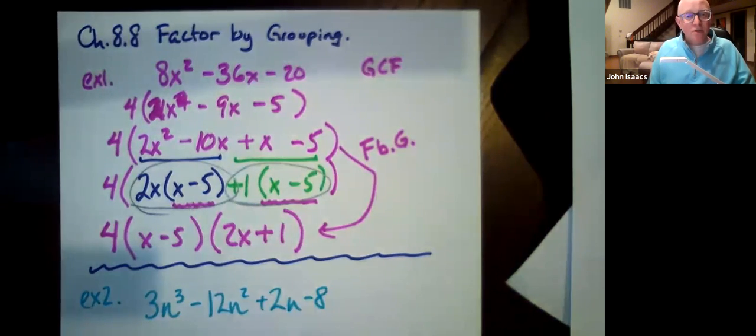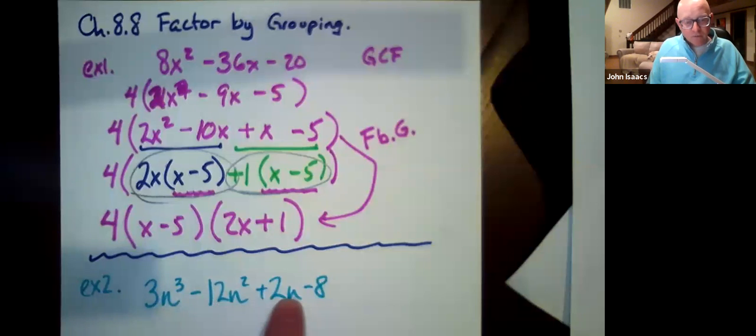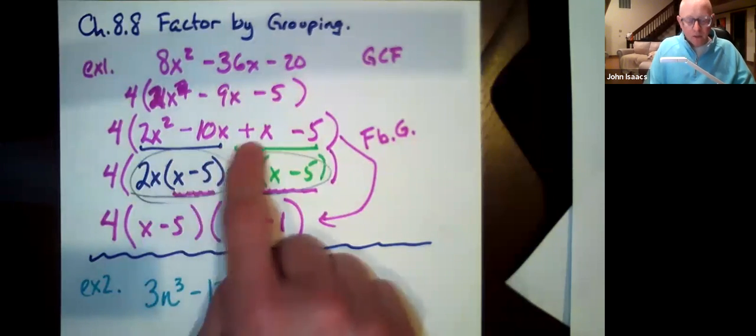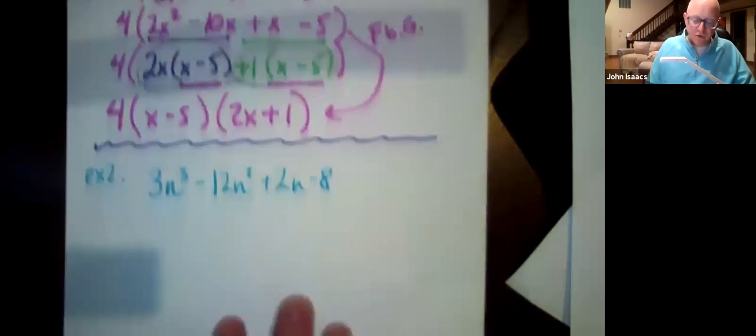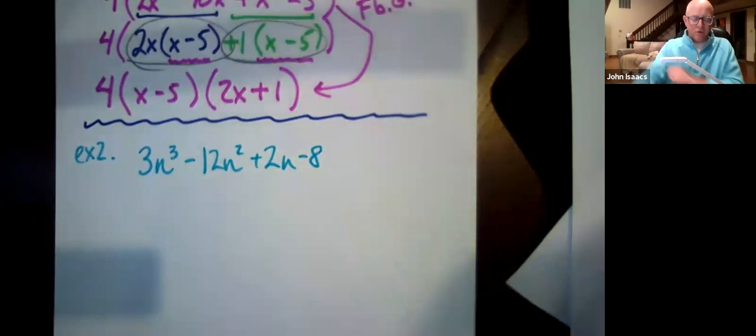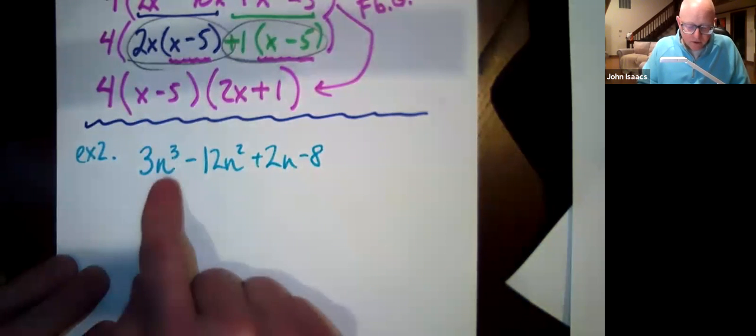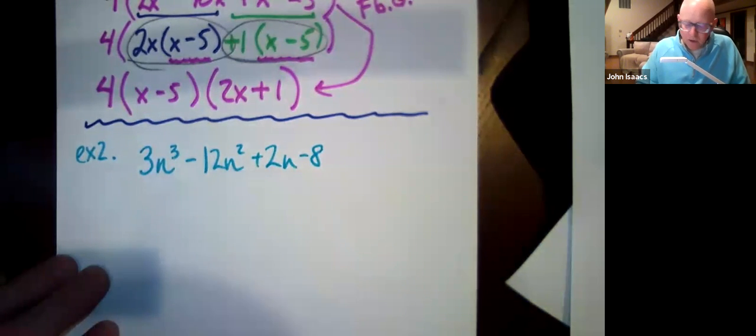Now, another place you need to factor by grouping is when you actually start off with a 4-term polynomial. So we started off with a 3-term polynomial, but created a 4th term. Here, we're actually starting off with a 4-term polynomial that can't be simplified any further. It's a 4-term cubic. So we have 3n to the third minus 12n squared plus 2n minus 8.